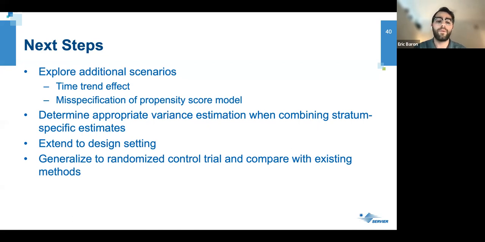Three, our main interest and our next step, that's what we've been working on, is to determine appropriate variance estimation when combining the stratum-specific estimates. And what can we do to fix this? Four, extend to a design setting. And then five, what our next paper and current work is working on is extending this methodology to a randomized controlled trial. So that's what our next steps will be. And there are already existing methods on this as well.